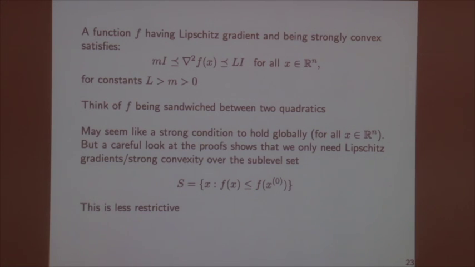So you don't need the function to satisfy these requirements everywhere. You just need it on the sub-level set induced by your initial starting point, which is weaker, okay? The point here is that you only need those properties to hold on a much smaller set and not everywhere. So any questions about that?